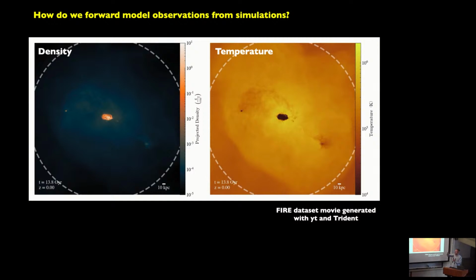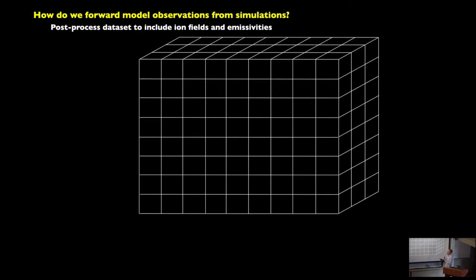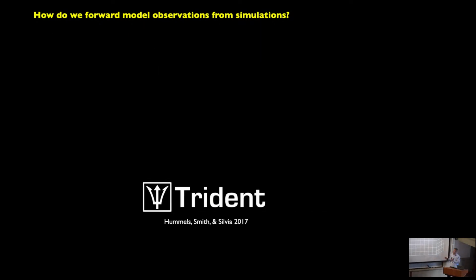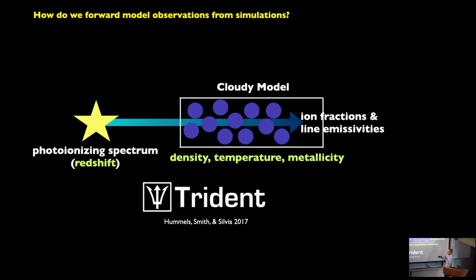But of course, we don't see the universe in density and temperature or other scalar fields. We see them, as I mentioned, in particular ions. And so one of the tools that I've generated is for populating these simulations, with post-processing, with specific ions. It's this code called Trident that I put out a number of years ago and continue to support.